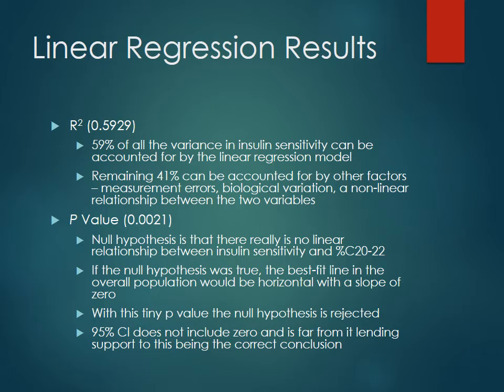Okay, so again, the remaining 41% can be accounted for by other factors. Could be measurement errors, could be biological variation, could be lots of other things affecting this. And here we see a p-value is generated at 0.0021, and we know that the null hypothesis would be that there'd be no relationship between the two variables. So at this point, we're able to reject that null hypothesis and say, yes, we can have some prediction here. We know that these two are going to be related to one another. Okay, so very small possibilities just due to chance alone that we get these types of results.